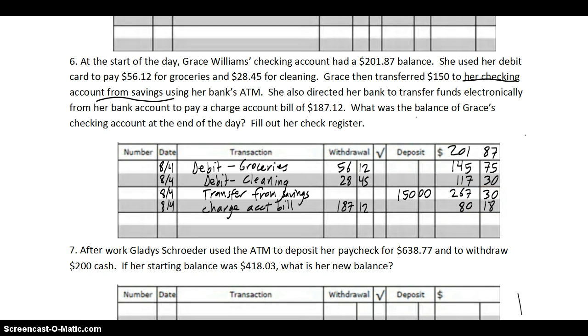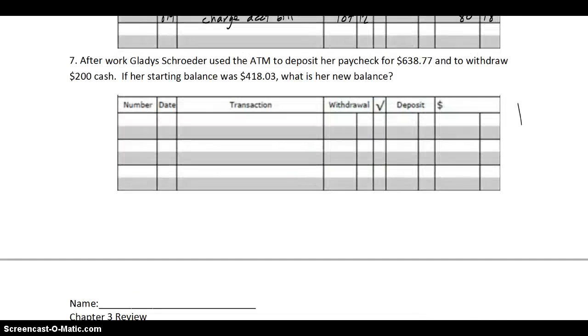Okay, I think we might be able to get one or two more in here real quick before the end of this video. After work, Gladys Schroeder used the ATM to deposit her paycheck for $638.77 and to withdraw $200 cash, if her starting balance was $418.03. Notice we keep putting the starting balance up there.